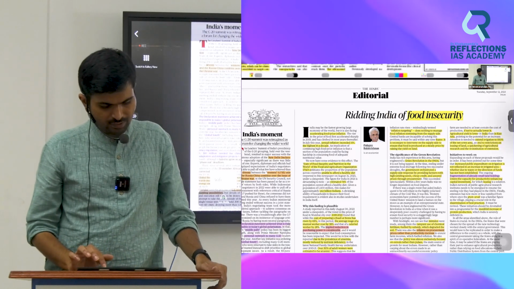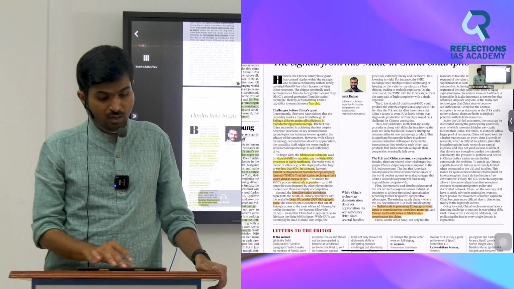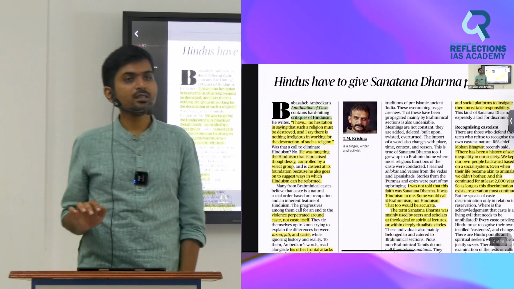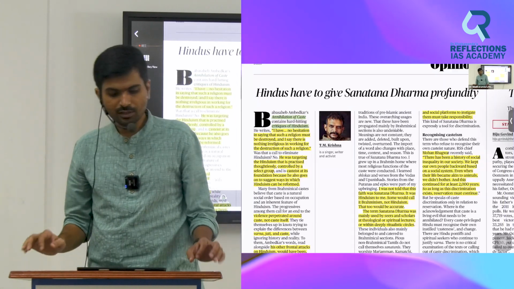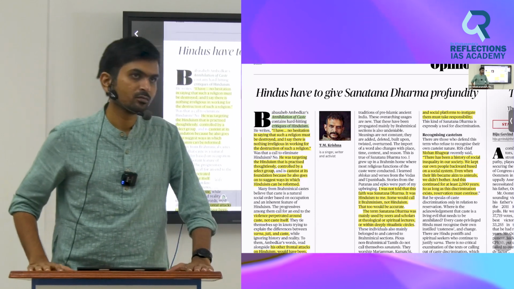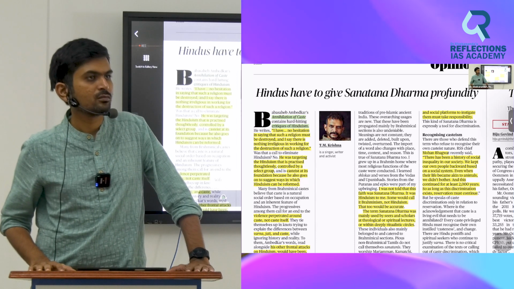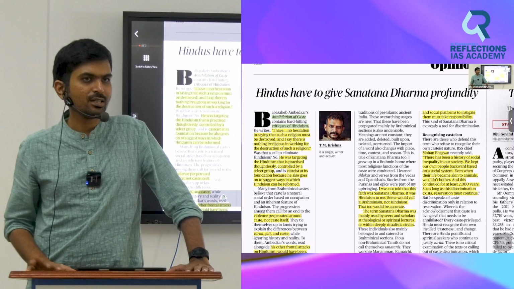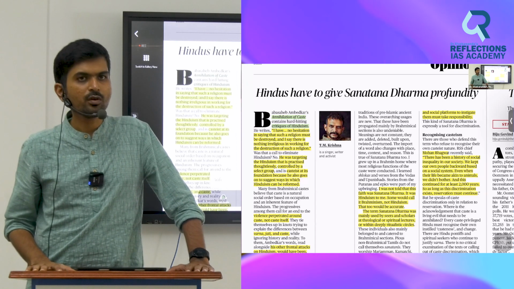The G20 article has nothing. I don't even know why this article is in The Hindu today. This is a very sensitive topic, so don't take it personally. But the article is about what? Sanatan Dharam. Sanatana Dharma. Sanatana means what? Sanatana is ancient. Ancient Dharma. Okay, one interpretation.